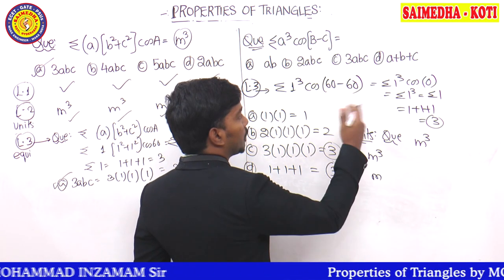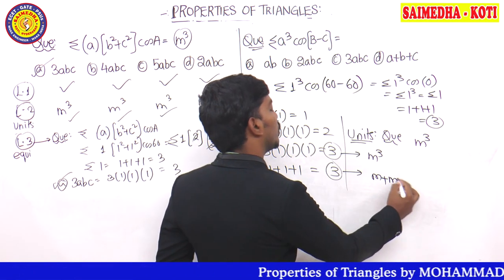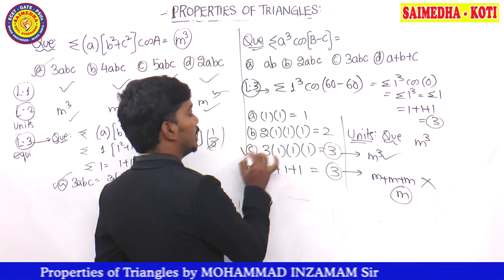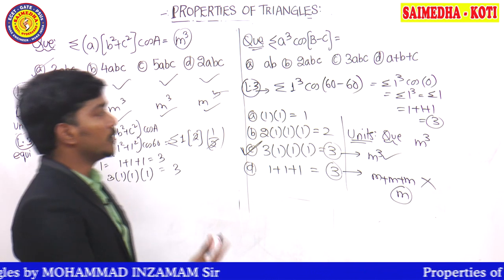Option D is going to give you meter plus meter plus meter. That is a meter only, so this is not the correct answer. This one is the correct answer. Option C is going to be your correct one. Pause the video to note it down.